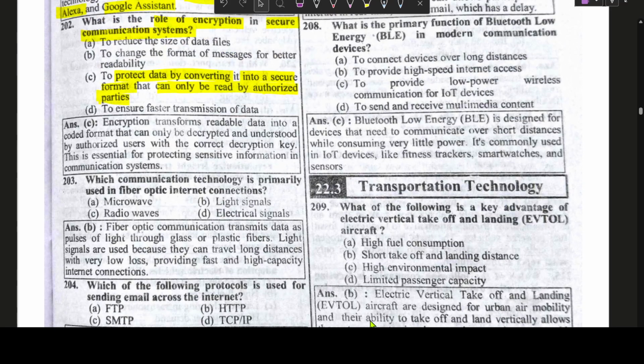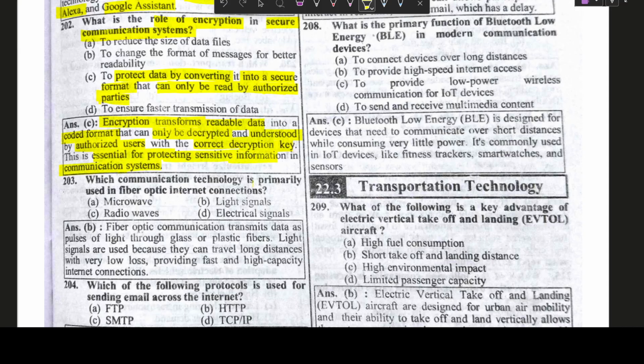Encryption transforms readable data into an encoded format that can only be decrypted and understood by authorized users with the correct decryption key. This is essential for protecting sensitive information in communication systems.